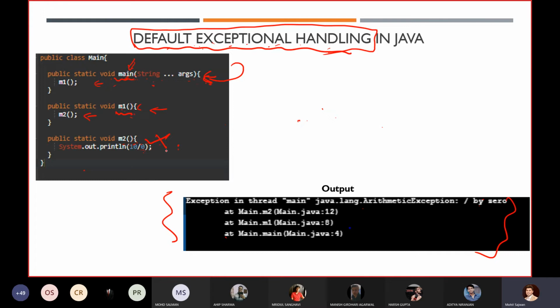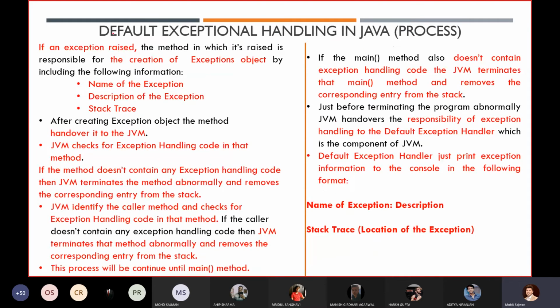Here we are terminating our program abnormally, because suppose after this statement we have one more statement, System.out.println hello world. Remember, it will not execute this statement. Why? Because we are getting an exception over here. So how are we going to resolve this issue? That is why we create our own exception handler. We always create our own exception handler. So this is all about the default exception handler in Java.